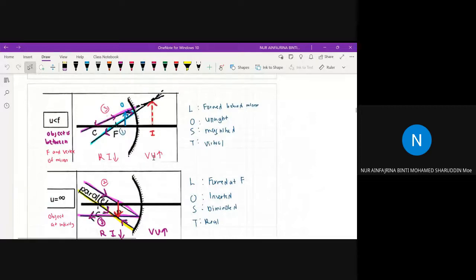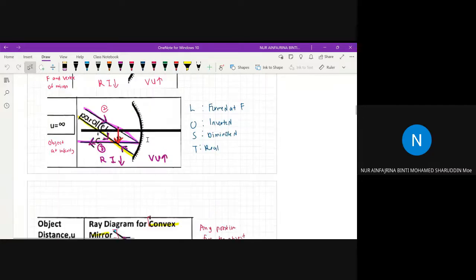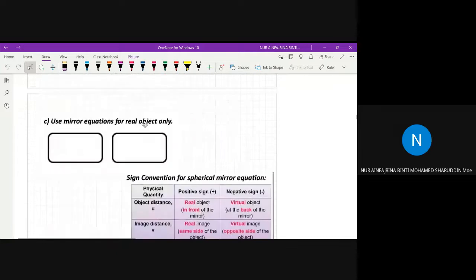Okay, Miss ada perasan macam ada juga yang buat behind mirror image korang solid lines. Remember, your image should be dotted lines. Okay, boleh? Your image should be dotted lines. Okay, next one we are going to learn.